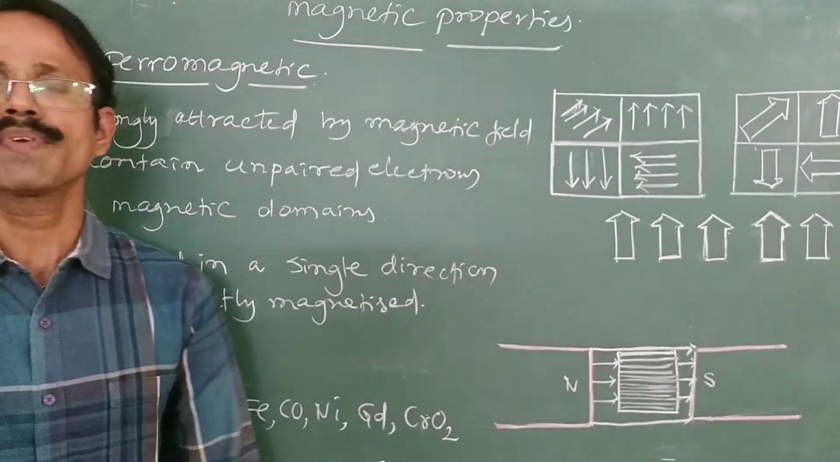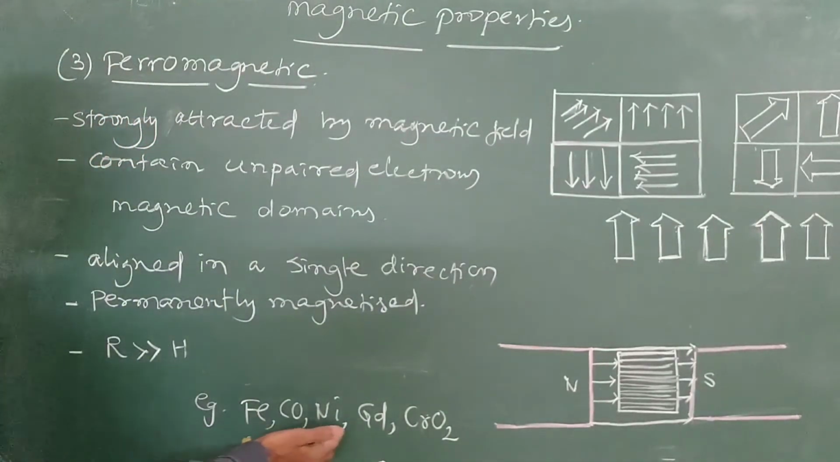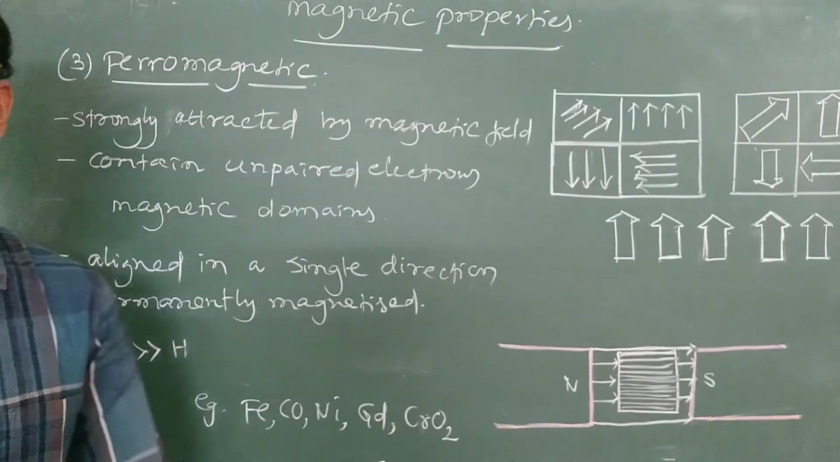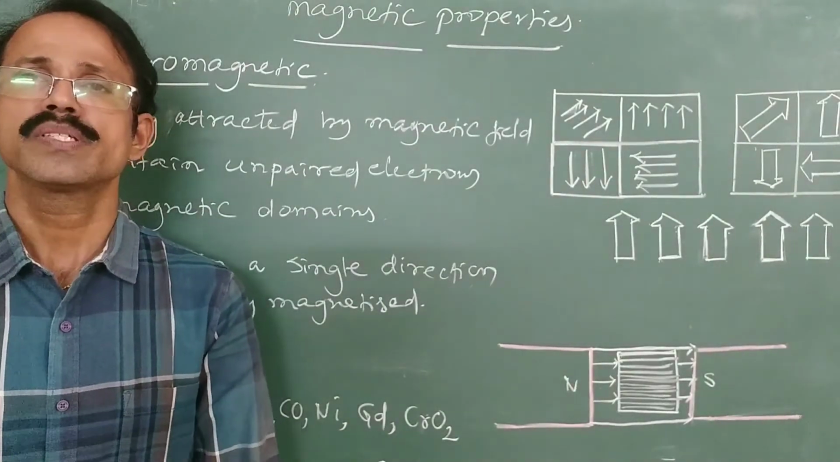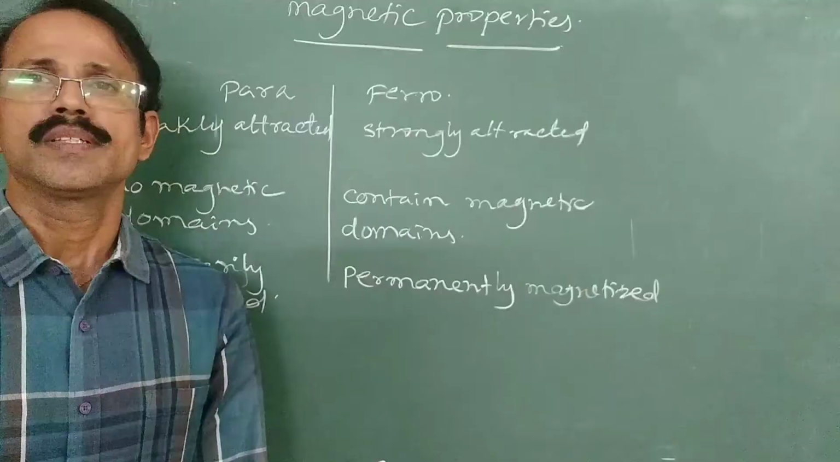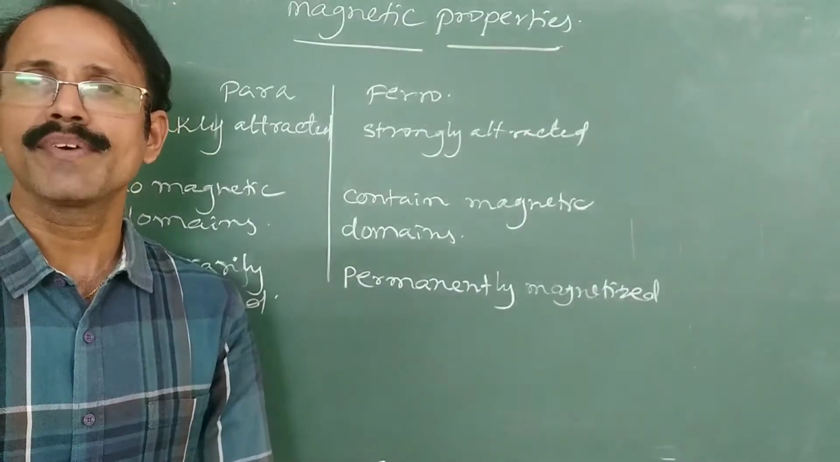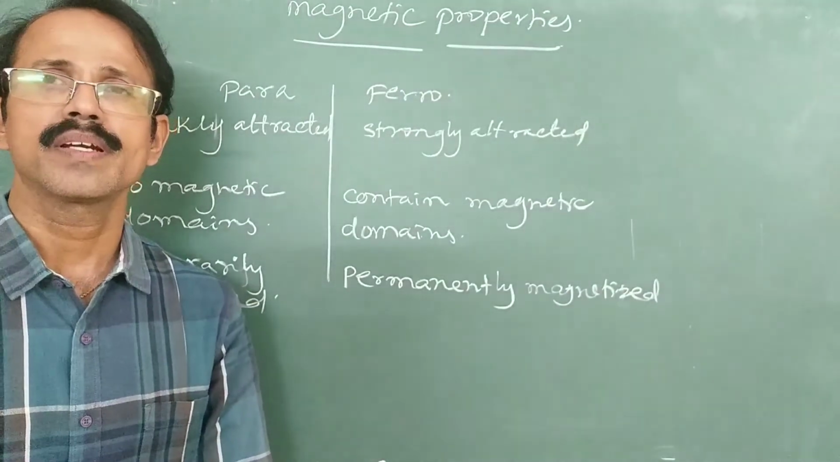I have given different examples for ferromagnetic substances here, like iron, cobalt, nickel, gadolinium, and chromium dioxide, right? So these are the different examples for ferromagnetic substances. What are the differences between paramagnetic and ferromagnetic substances? Let us see.